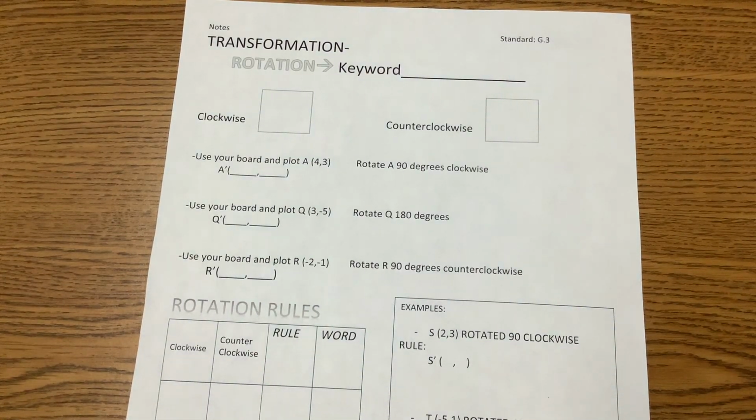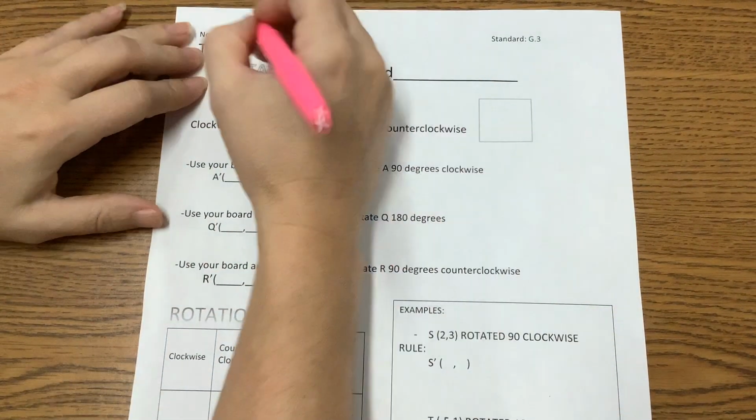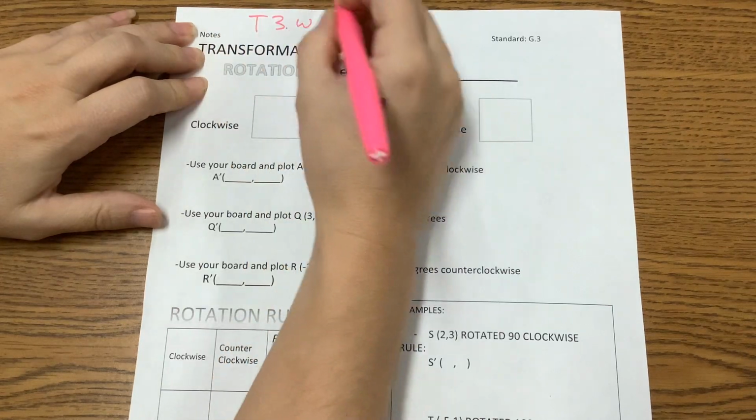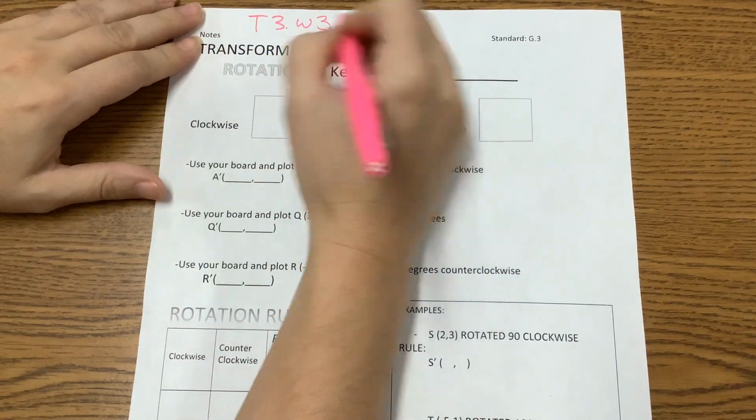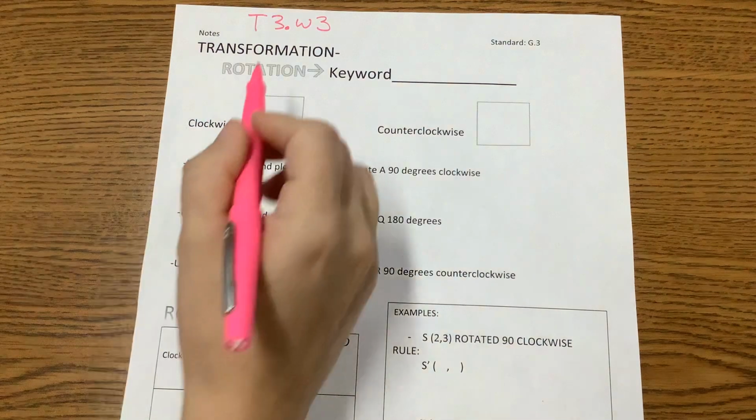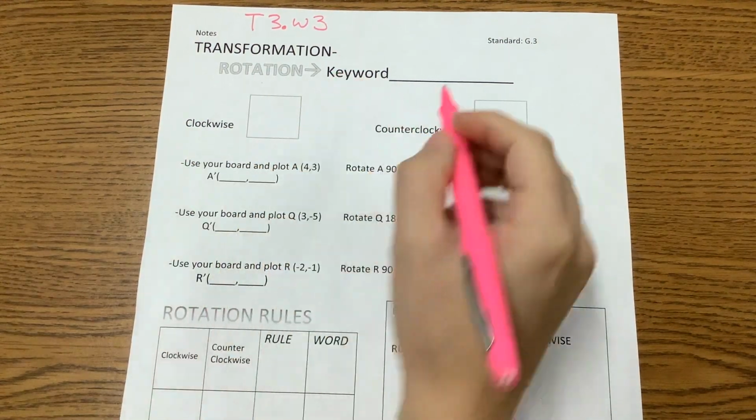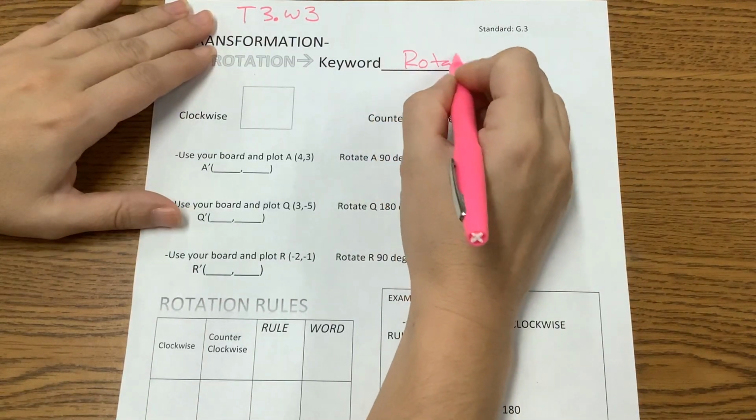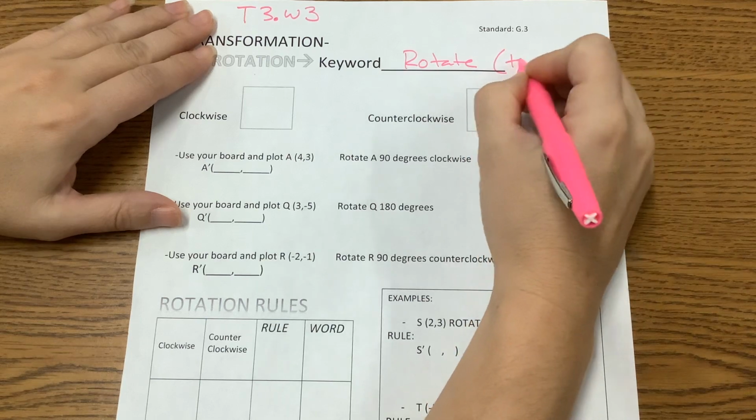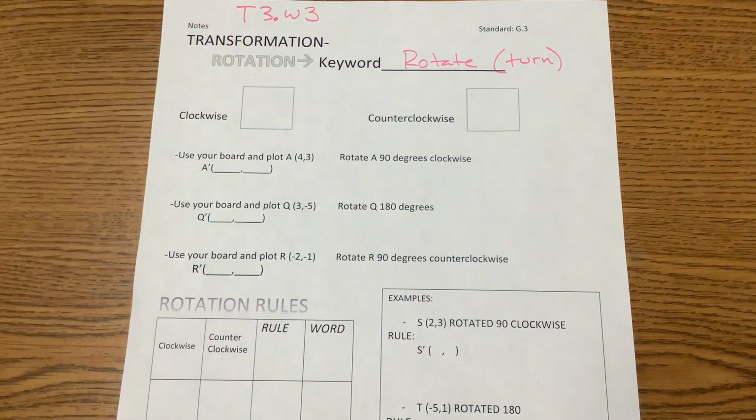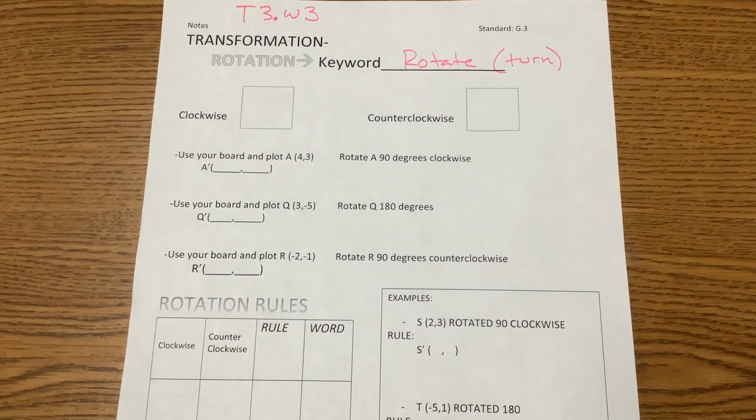Okay, this is for term 3, week 3. We are going to start talking about rotations. So rotation, the key word here is to rotate. So you're thinking of that as a turn. You're turning that shape on the graph.